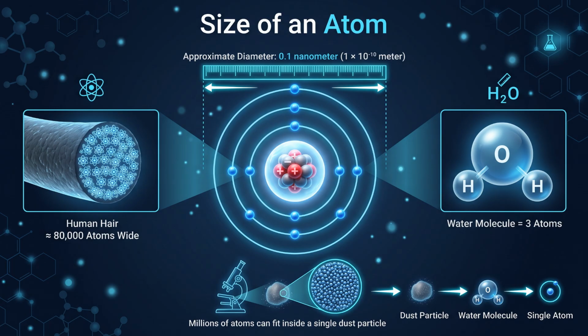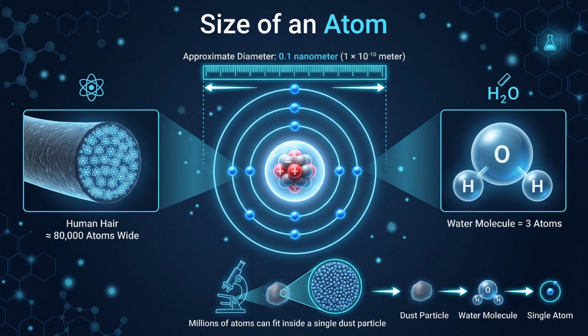The true measurement. Right in the center, we see our familiar glowing 3D model of an atom, complete with its nucleus and orbiting electrons. Above it, we get our first true measurement. The approximate diameter of a single atom is just 0.1 nanometers, which is mathematically written as 1 times 10 to the power of negative 10 meters. To put that number into perspective, you would have to take a single meter stick and divide it into 10 billion equal pieces to find the width of just one atom.